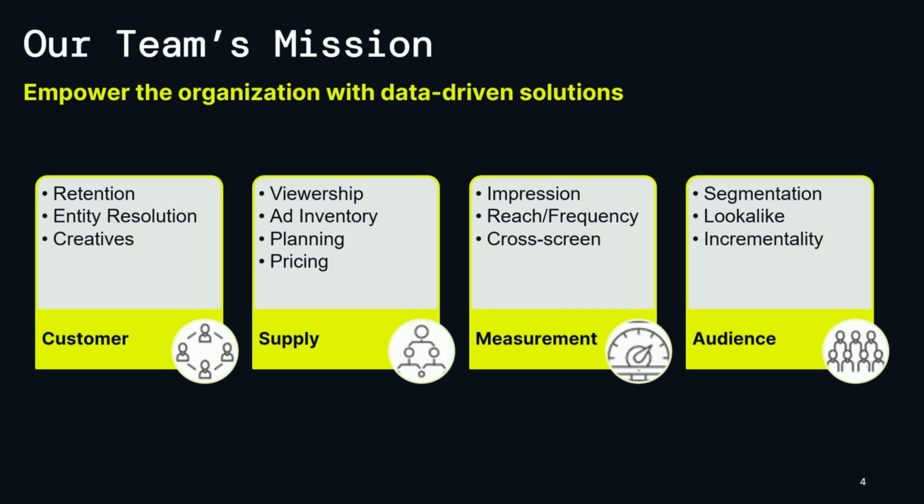Also, on the supply side, our supply is mainly our viewership and our ad inventory. So it's crucial to understand the viewing pattern so we can help plan effective campaigns to reach the right audience. We also support a pricing model, understanding demand and supply that could yield an optimal revenue. In the measurement space, the big metrics would be impression, reach, and frequency, because we need to report how well the campaign went for the client.